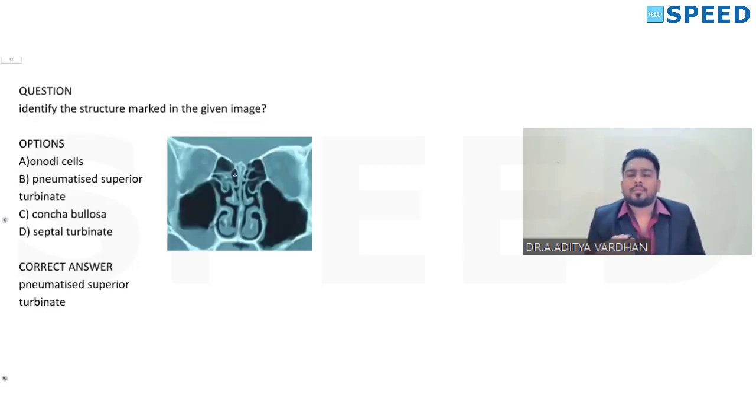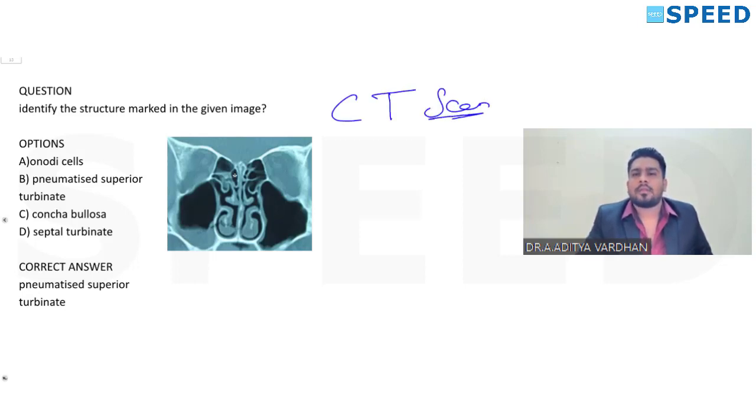Now let's enter a very new pattern of questions which they are asking right now, friends. I have seen a lot of questions in 2018, 2019, 2020, and 2021, where they are slightly moving from X-ray and ultrasound towards CT scan. So what is the trend, friends? CT scan, if you ask me.